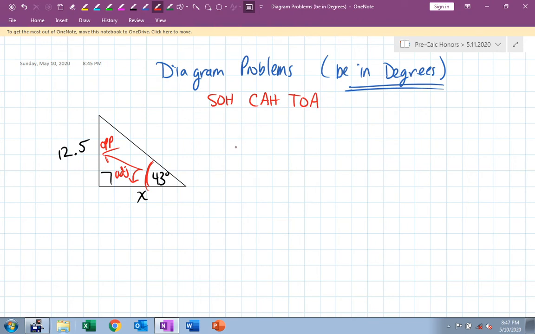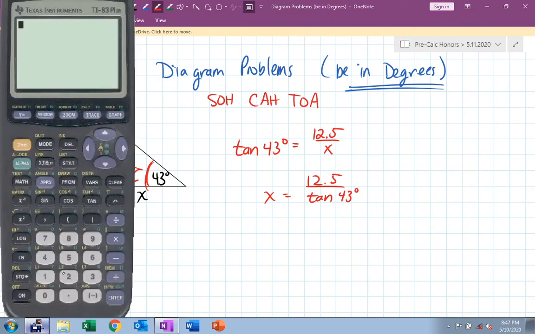So that means the tangent of 43 degrees is 12.5 over x, and then we would solve for x. So x is really 12.5 over tangent of 43 degrees. You grab your calculator, you type it in. Be careful with parentheses, make sure you close them and whatnot. So this one we get x to be around 13.4.